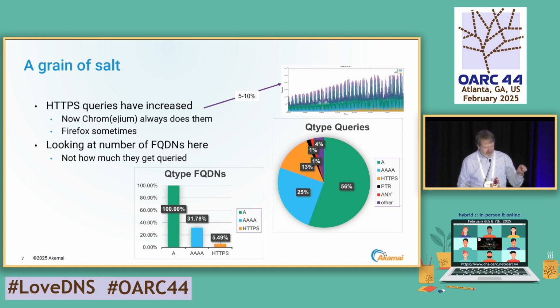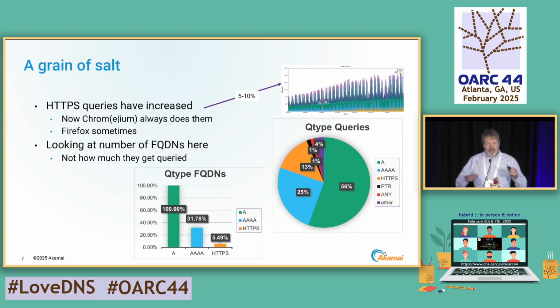The specific data I have there is from one deployment we have that is for more business customers. It used to be that 5 to 10% of queries there were HTTPS. Now it's 13% over that day. But that means that only 5.49% of these domains that were queried actually have the record. So each record must have been queried more than once, or the distribution of records is uneven.